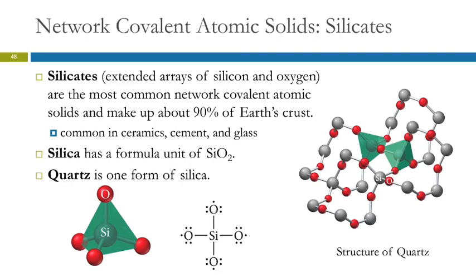Another type of network covalent atomic solid is a group of things called silicates. And these are extended arrays of silicon and oxygen. Silica has a formula unit of SiO2, and that looks like a molecular formula, doesn't it? You've got 2 nonmetals, and we think, oh, those are molecules held together by intermolecular forces. The difference here is that the silicon and the oxygen are covalently bonded in an extended array. So it's not discrete molecules. It is a covalent atomic solid.